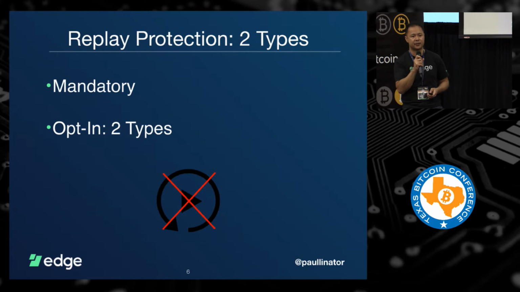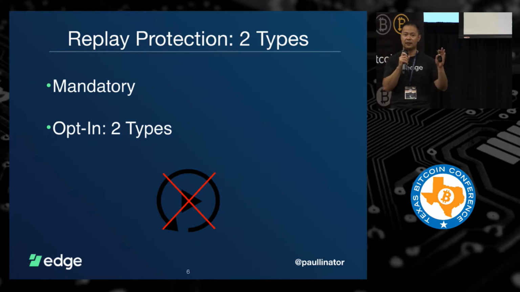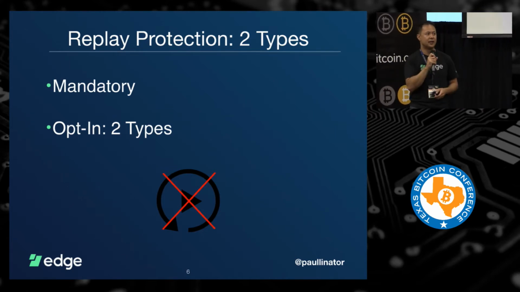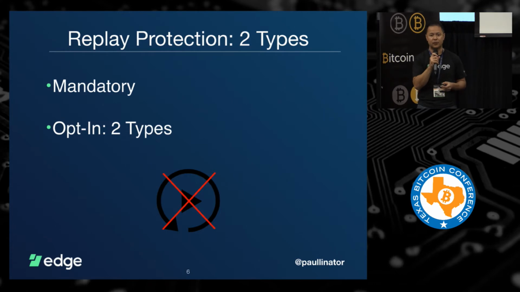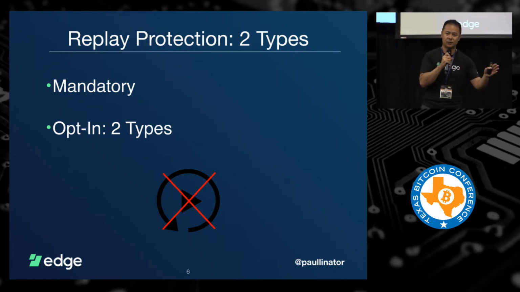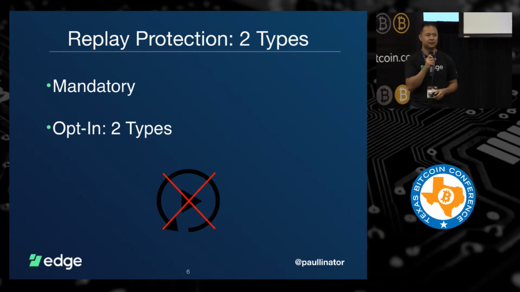One's called mandatory replay protection, where it just happens automatically. What you spend on one chain, one banking system, simply cannot be spent on the other. And another type is opt-in, meaning you have to do explicit operations to make sure that that check only gets cashed in one system and not the other. And there's two types of opt-in that we'll talk about.